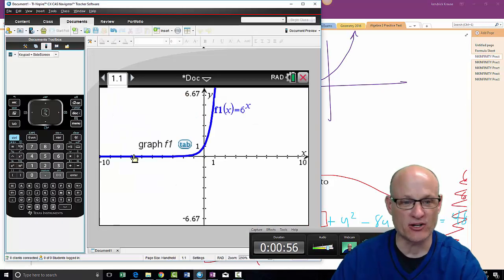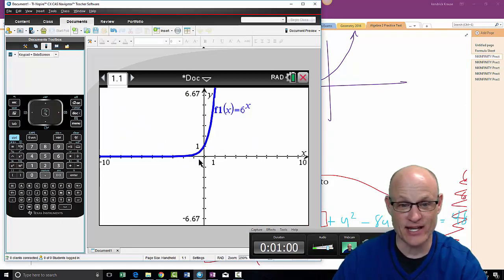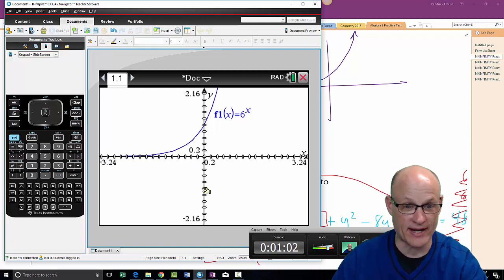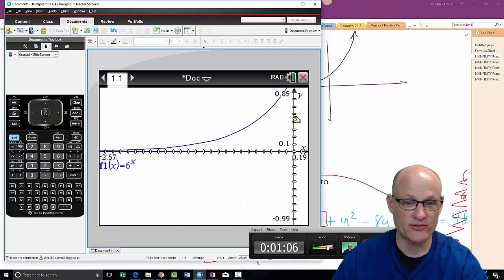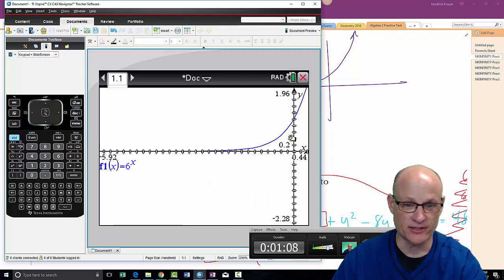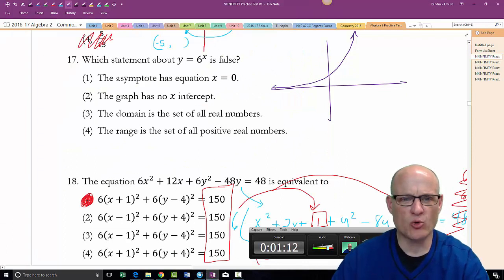Now, looking at it here, it looks like it hits the x-axis. It does not hit the x-axis. Never, never, never. I even pointed that out and then still got it wrong. See, I can go there all day long. It never hits the x-axis, ever. It looks like it does. See, it looks like it hits it. Doesn't hit it. So, what the question says is, which of these is false?